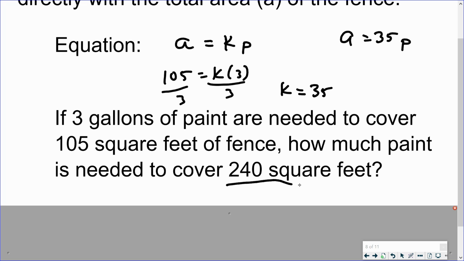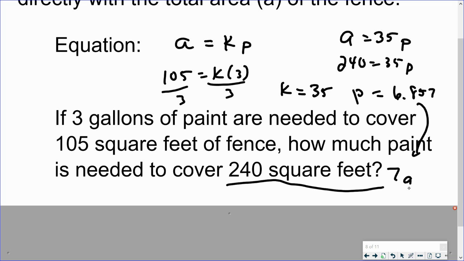35P. I'm told the surface area is 240, so 240 is equal to 35P. Divide both sides by 35. And I get 6.857, which is really 7 gallons. You can't have 0.857 of a gallon of paint. So I really need 7 gallons here.